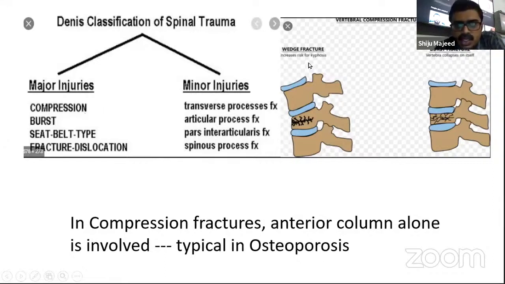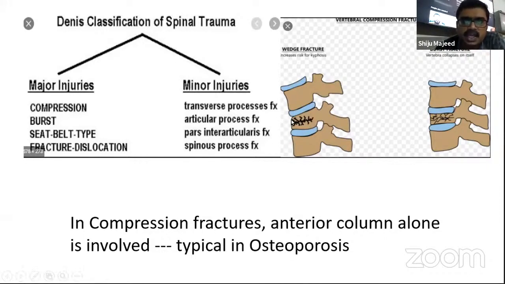So in this diagram, if you look closely, you can see that this is the normal vertebra. The second is a fracture. You can see that the vertebra has become wedge shaped. It looks like a wedge. On the other right side, I have drawn a burst fracture also, but that is not visible on the screen. A compression fracture essentially means only the anterior column is involved, and this is a typical one in osteoporosis. All ladies with osteoporosis become wedge-shaped, kyphotic due to the compression fracture.